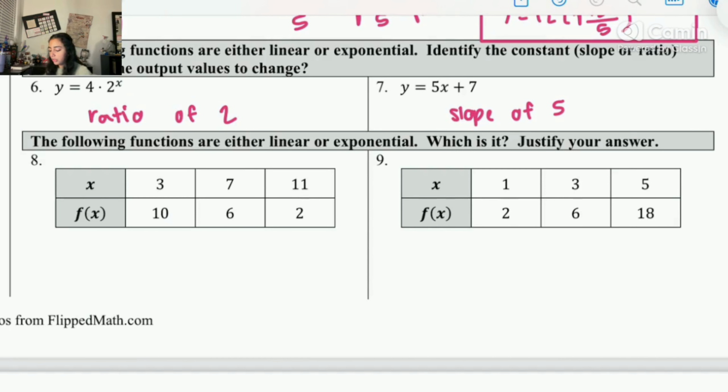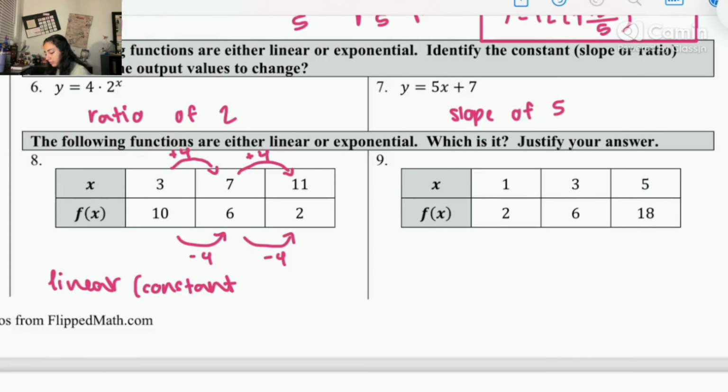The following functions are either linear or exponential. Which is it? Justify your answer. So here we can see that x is jumping plus 4, and then plus 4 again. And here it's decreasing by 4 and decreasing by 4 again. So the change in x is constant, or it's proportional. So then we can look at the y, and it's linear there. You can see that it's changing by the same amount each time. So you know that it's linear. Constant slope of -4.